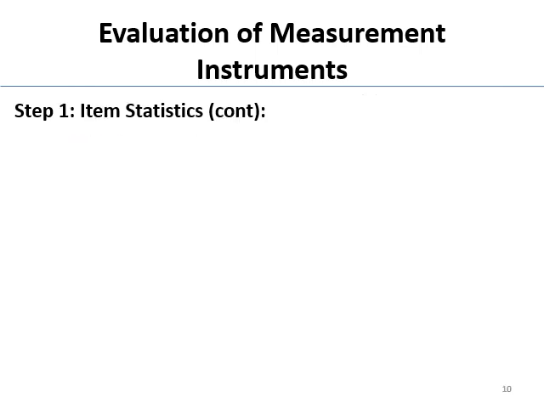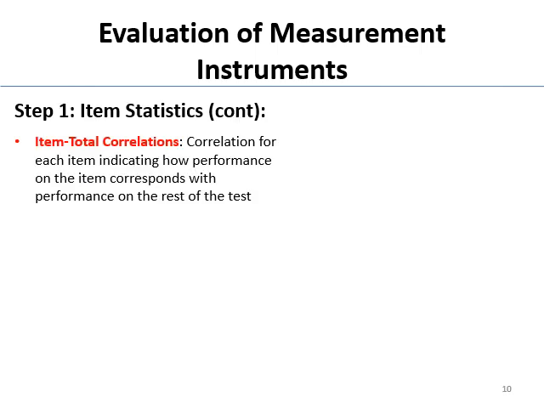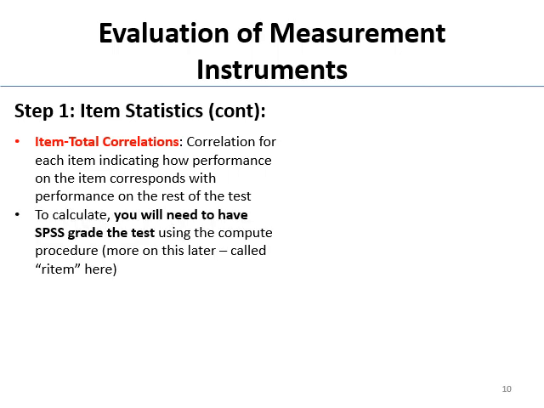All right, continuing with item statistics, let's look at our item total correlations. So again, these are correlations for each item, and they indicate how performance on the item corresponded with performance on the rest of the test. So it's a correlation of whether they got that item right or wrong with the total score that they got on the test. So you want positive. People who tend to get that item right tend to do well on the overall test. You don't want ones that are negative or basically 0.